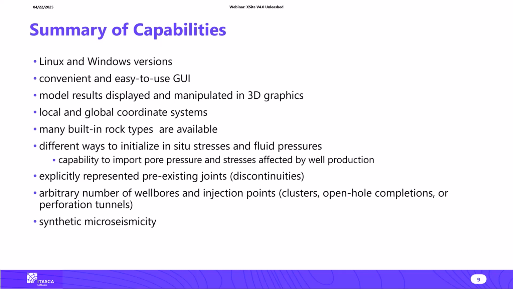It allows different ways of initialization of in situ stresses and fluid pressure fields, starting from relatively simple, uniform with a constant gradient, but it also allows importing of the pore pressure and stress fields that are already affected by well production, which is very convenient for simulation problems that involve parent-child well interaction. It explicitly represents pre-existing joints, and there are a number of different ways that these discrete fracture networks can be defined, or they can be imported, as created by other software tools like Fragment, for example.